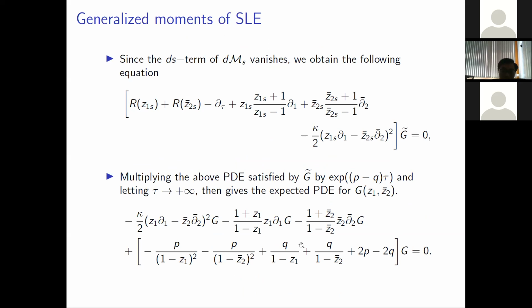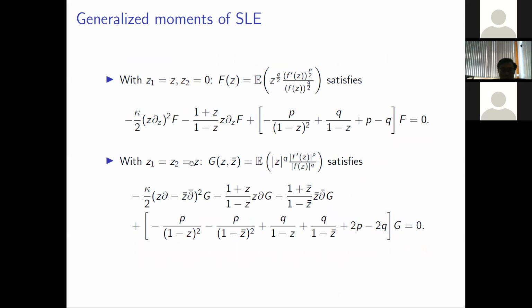Well, now if we set Z1 equal to Z2 equal to Z, we will have an equation satisfied here. As you will see, if Z1 equal to Z2 equal to Z, we have an equation satisfied by the generalized moments in the definition of the generalized integral means spectrum. Okay. And here, if we set Z2 equal to zero, I have another ODE corresponding to this quantity.